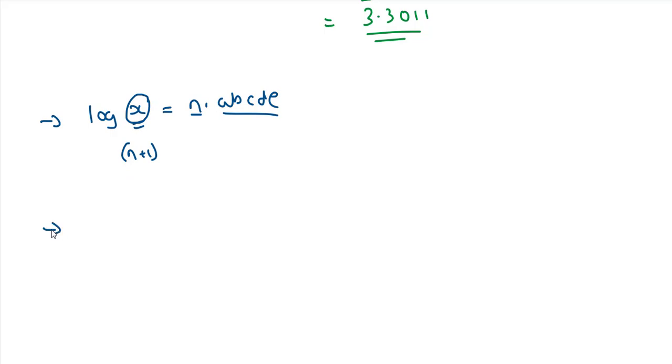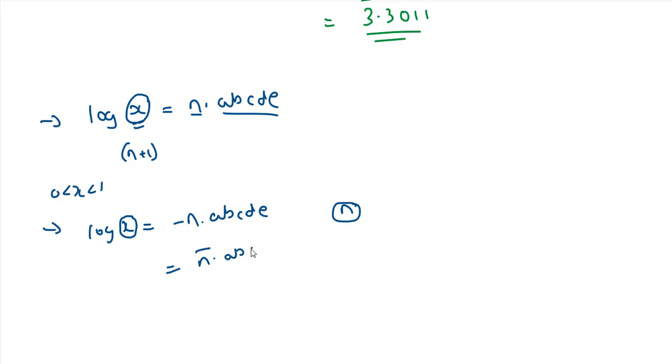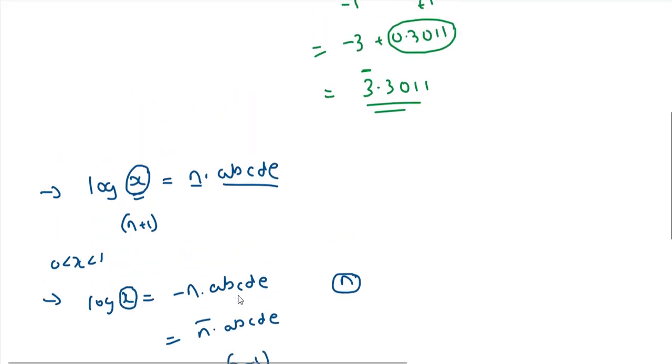Let's take the second property. If the value of x is between 0 and 1, then the log value will come out to be negative. It will be of the form minus n.abcde. So in this case, you can find out the number of zeros after the decimal. Since the value of x is between 0 and 1, the number of zeros after the decimal will simply be n. And if you express this negative logarithm in the bar format, it will be n bar.abcde. So the number of zeros after the decimal point will be n minus 1.